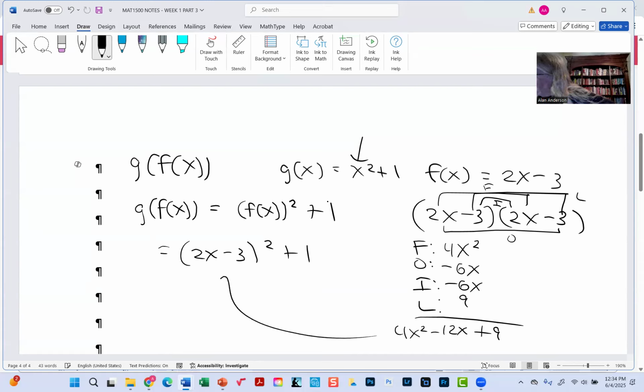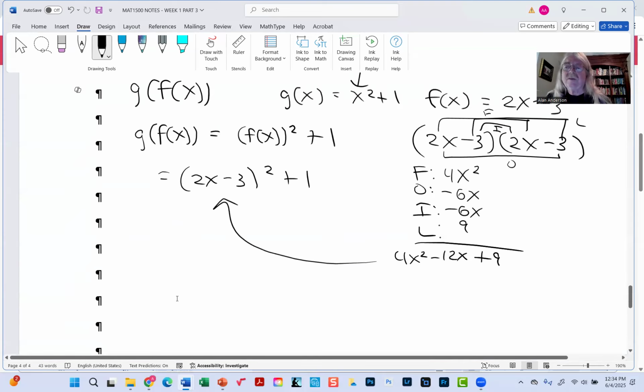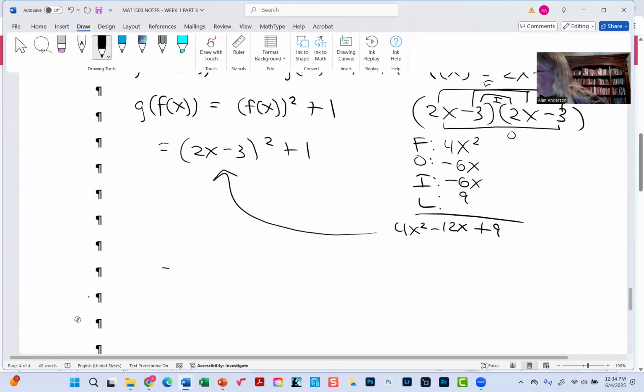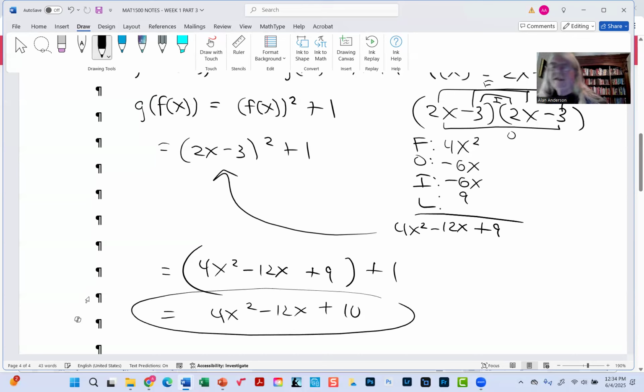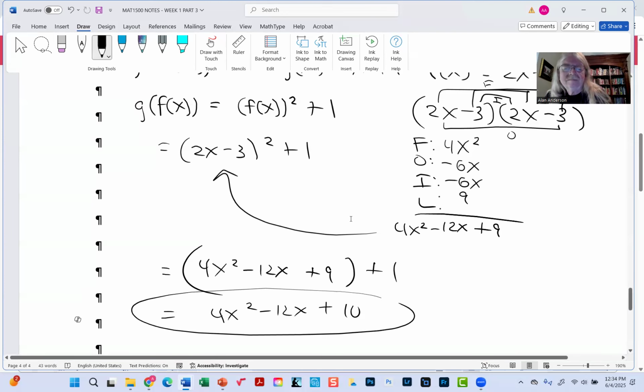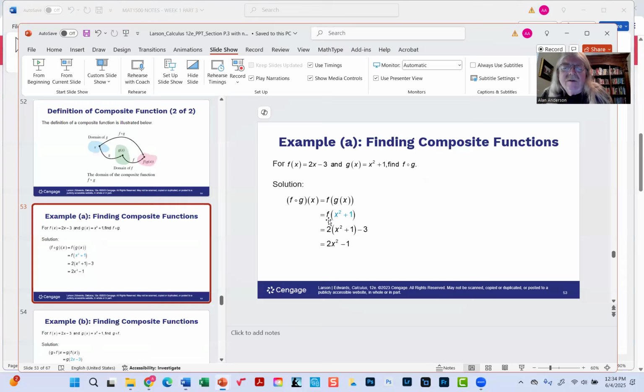And now all of that gets put in here as a replacement for 2x minus 3 squared. Don't forget about that 1. It would be the easiest thing in the world to forget about it. So it's 4x squared minus 12x plus 9 plus 1. And that's your final result. Wow.